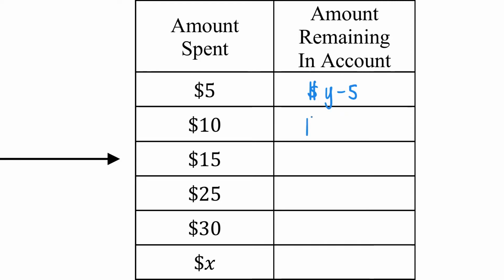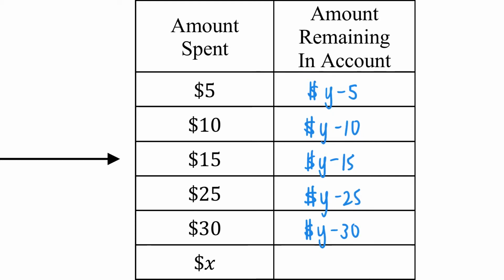How about if they spend $10? Same idea, right? It's Y minus 10 because they spent 10. Next one, Y minus 15. If they spend 15, whatever Y minus 15 is, that's how much they would have left. If they spend 25, it'd be Y minus 25. If they spend 30, it'd be Y minus 30.